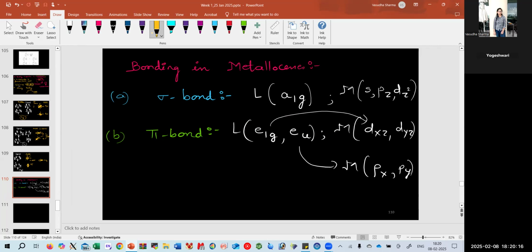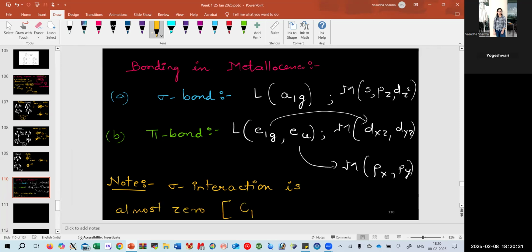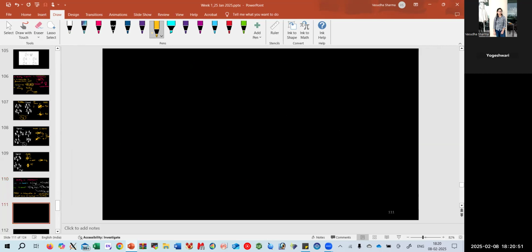And one note over here, that sigma interaction in this particular case is almost zero, because Cp from A1G, that means your ligand, it goes to iron DZ square, and this is non-bonding. It does not participate in bonding, remains as it is. So these are important points that we need to keep in mind.